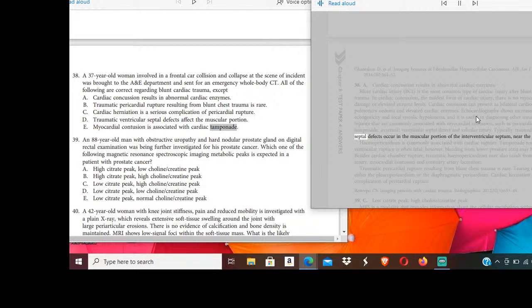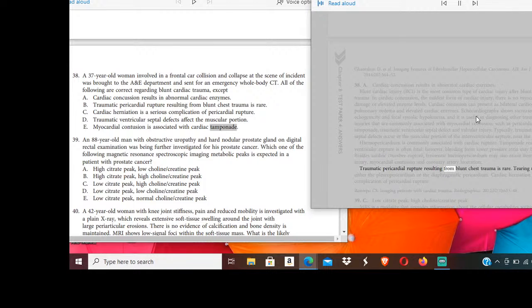Typically, traumatic ventricular septal defects occur in the muscular portion of the interventricular septum, near the cardiac apex. Hemopericardium is commonly associated with cardiac rupture. Tamponade resulting from ventricular rupture is often fatal. However, bleeding from lower pressure atria may be survivable. Besides cardiac chamber rupture, traumatic hemopericardium may also result from aortic root injury, myocardial contusion, and coronary artery laceration.